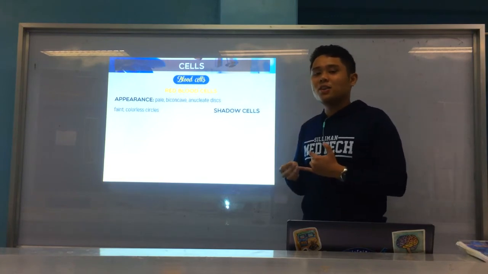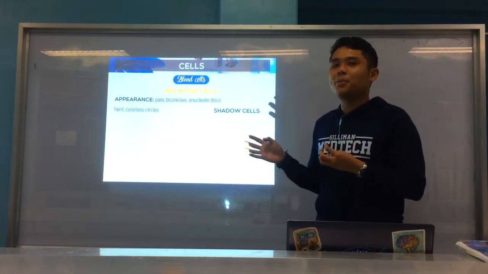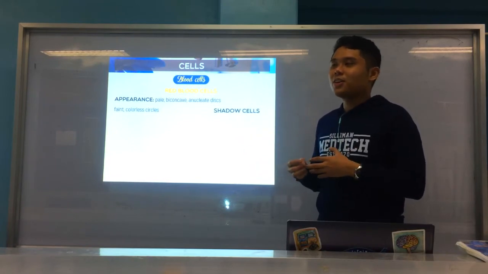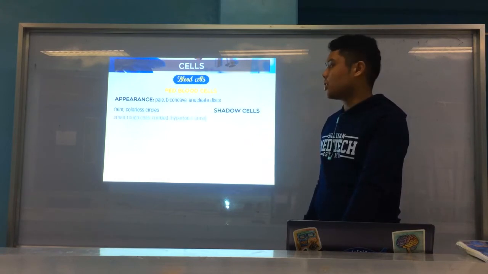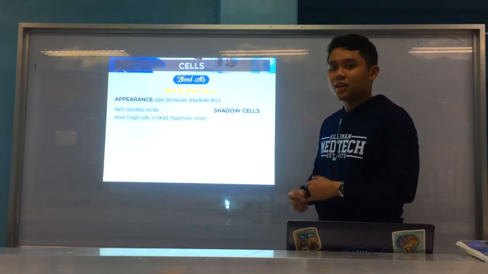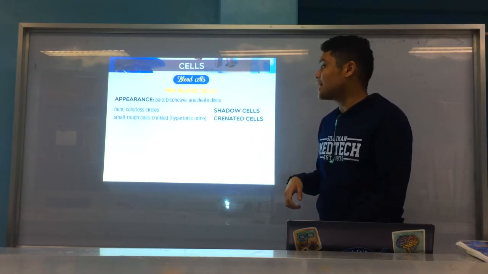What do we mean by shadow cells? These are red blood cells that have been in the urine for a long period of time and have disintegrated. They are termed shadow cells: faint or colorless circles. Next, they could be small, rough cells, crinkled in hypertonic urine. Those are what you call crenated cells.